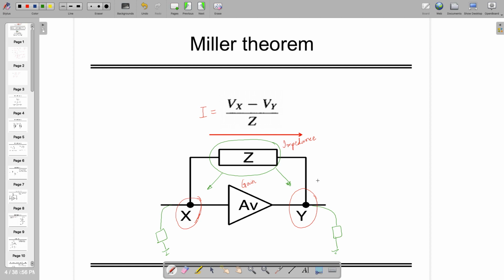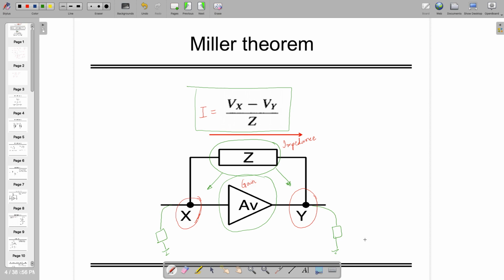For that we found out that I is equal to Vx minus Vy divided by Z. But notably, one thing you have to be careful about is when to use Miller theorem. If node X and node Y are connected through a gain element, then you can connect some impedance and the impedance can be decomposed. However, if there is no gain element or there is no gain from X to Y or Y to X, you cannot do that.